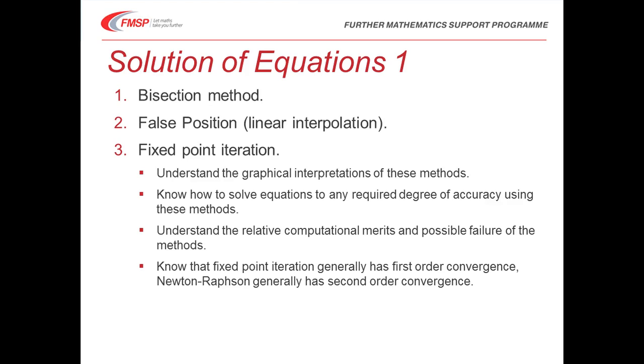And what the specification tells you to do is that you've got to understand what each of those methods looks like in terms of a graph. You've got to be able to solve equations to the required degree of accuracy, which depends very much on what the question asks for. And then you've got to understand when sometimes these things go wrong and why they go wrong. You're also expected to know a little bit about their convergence. You're supposed to know that fixed point iteration has first order convergence and that Newton-Raphson generally has second order convergence.